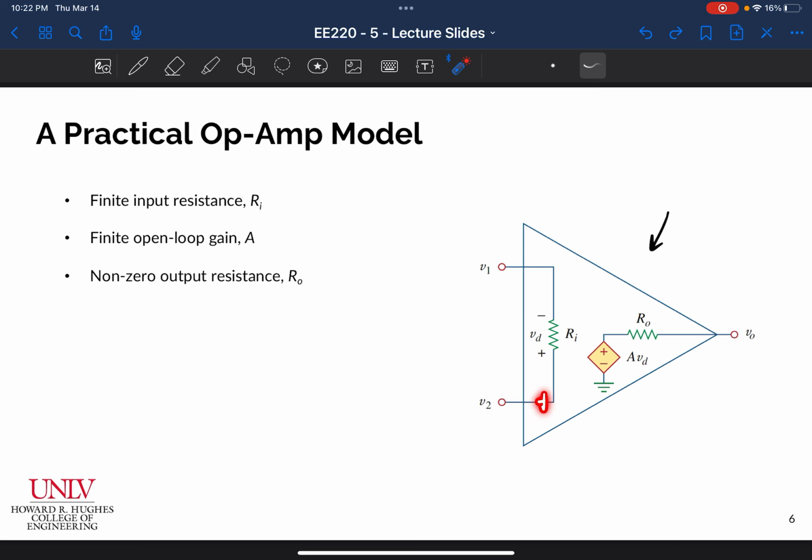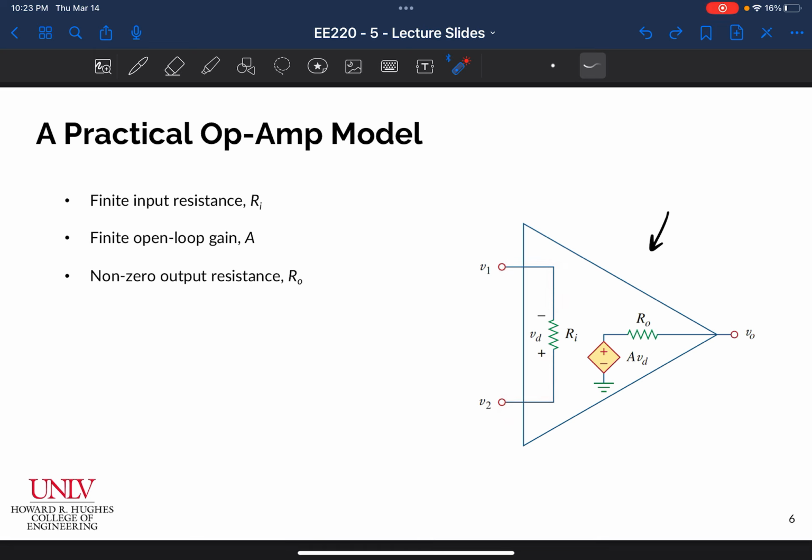This is my plus terminal, this is my minus terminal. If this Ri is infinite, then no current can flow through it. If no current can flow, then Vd has to be equal to 0. And if there is no voltage drop across this resistance Ri, then these two voltages have to be equal. That's what I said in the previous slide, that for an ideal op-amp, these two voltages are equal to each other.